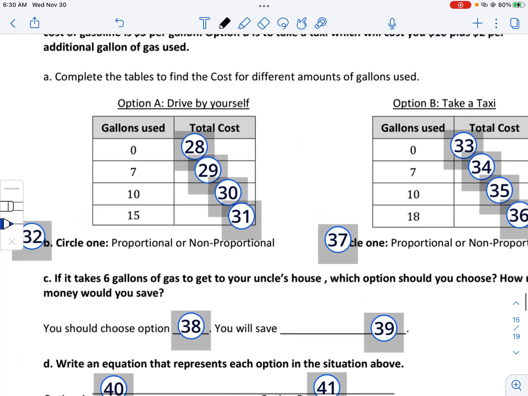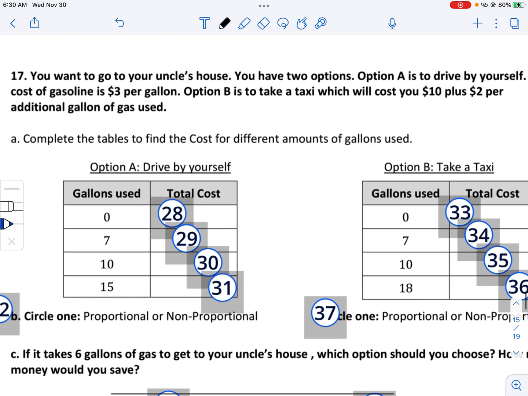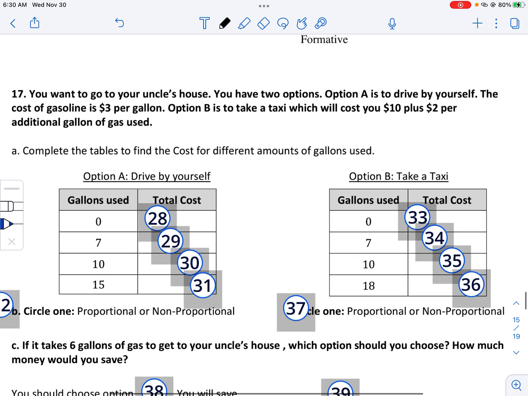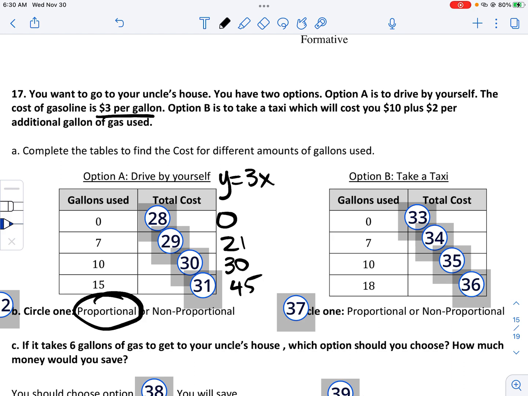Okay, I'm going to give you, here we go. So you want to go to your uncle's house. You have 2 options. Option A, you drive by yourself and it costs $3 per gallon. So every gallon is $3. So it goes up by 3. So 0 times 3, 0. 7 times 3, 21. 10 times 3, 30. 15 times 3, 45. Is that proportional? Did it go through 0, 0? It did go through 0, 0.